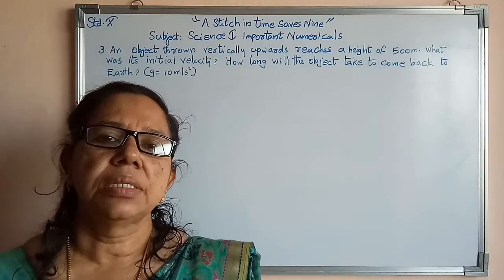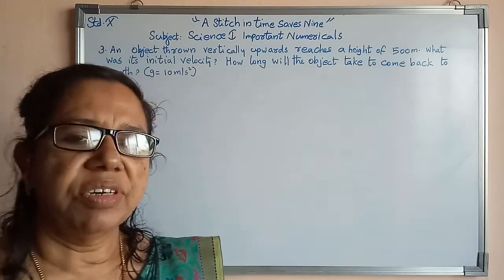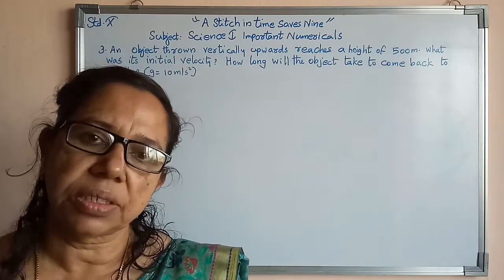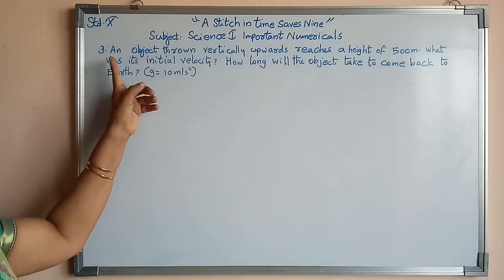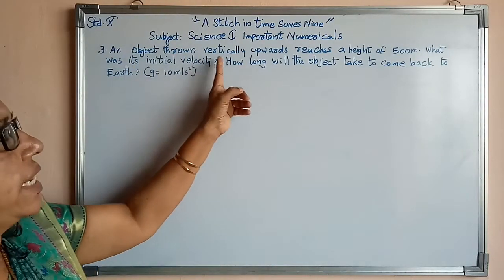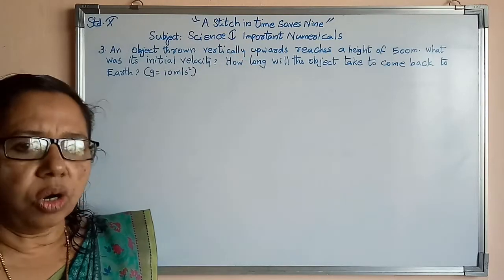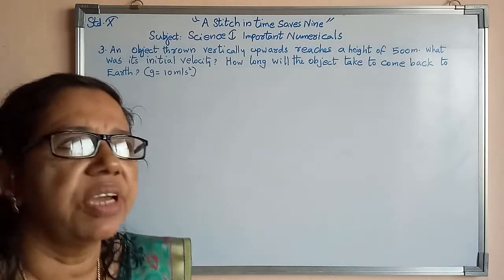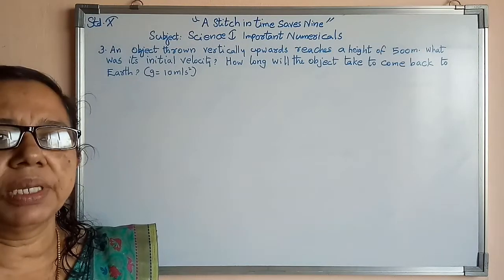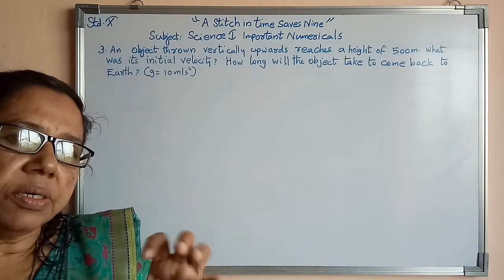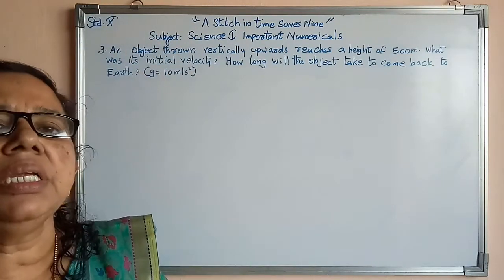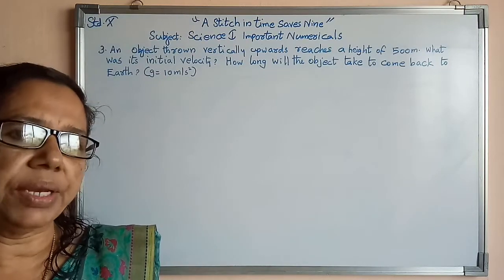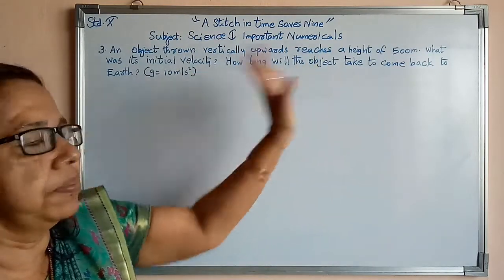Let us solve the third numerical now. First we will read, afterwards we will solve. An object thrown vertically upwards. The object we are having now in our hand, we are throwing it upward. Since we are throwing it upward, we need to find the initial velocity because it is not given here.